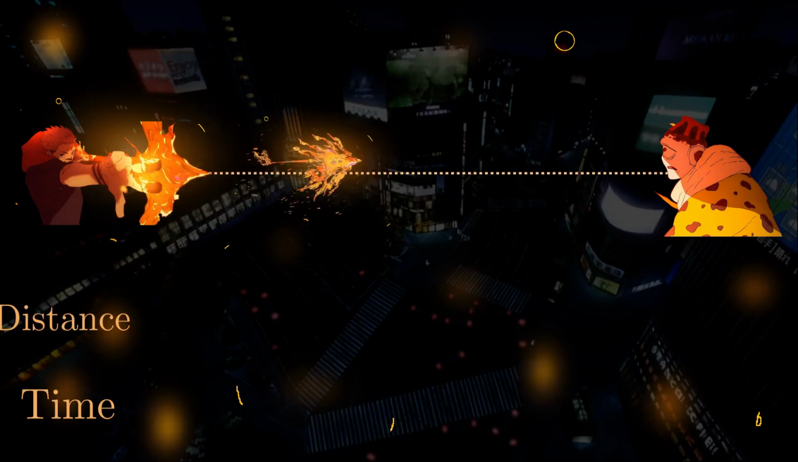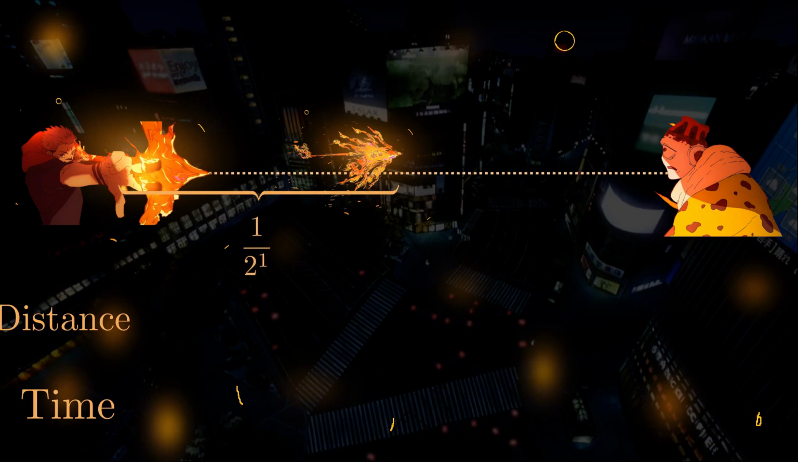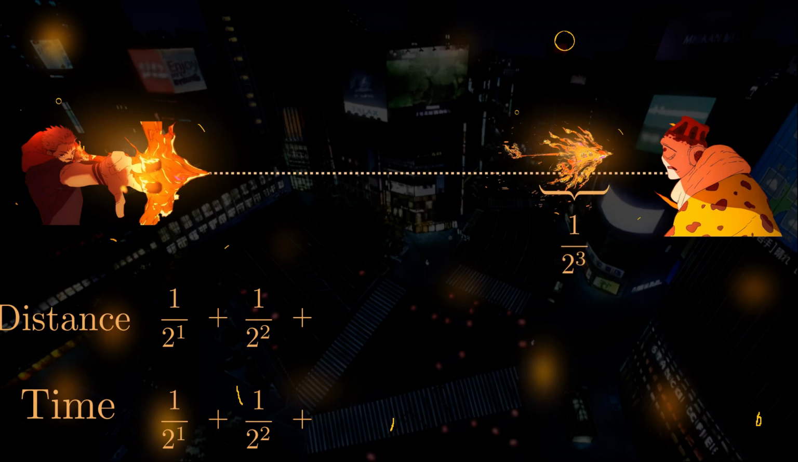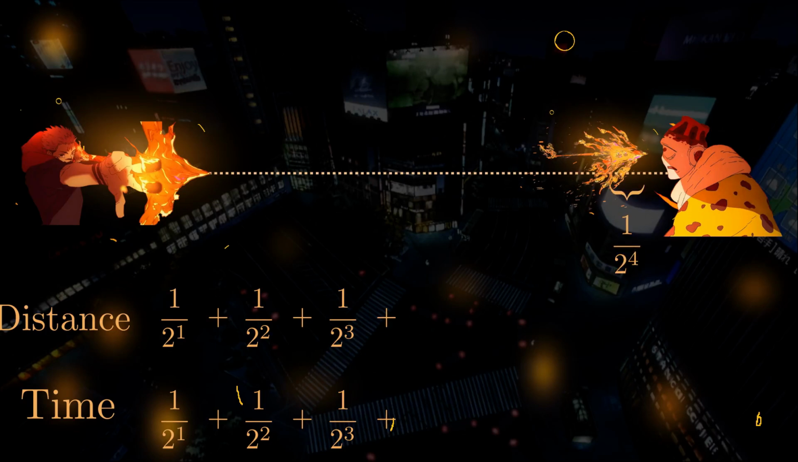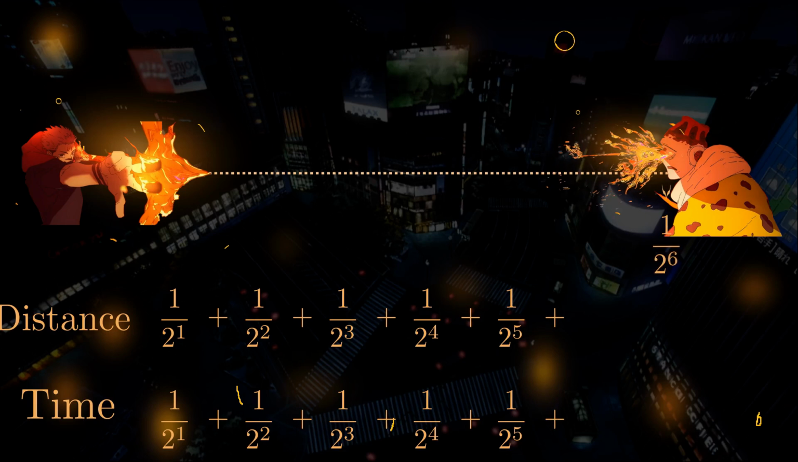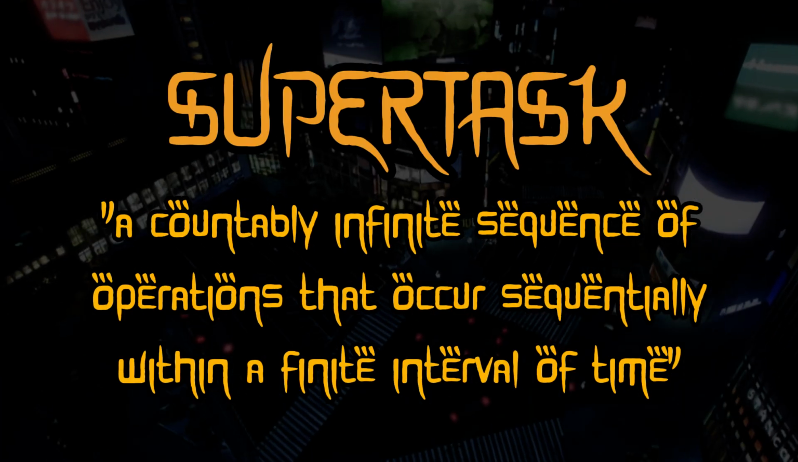Let's look at the distance travelled and the time it takes to pass through these infinitely many halfway points. Well, we know the series. We've already seen that this distance series converges to 1. And look at the time series. Supposing the arrow travels at a constant speed, that means the time it takes to halve the distance is also halving each time. So the time is also converging to 1. That's the resolution of the paradox. The time is convergent too, which means we can cover those infinitely many points in finite time. This is known as a supertask.